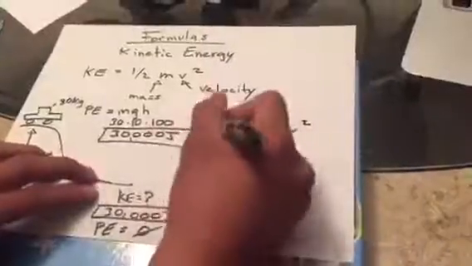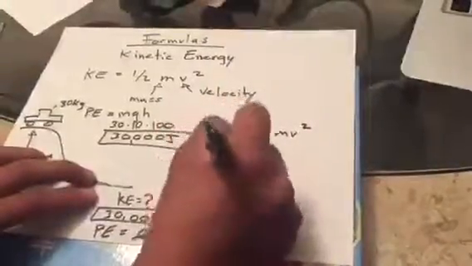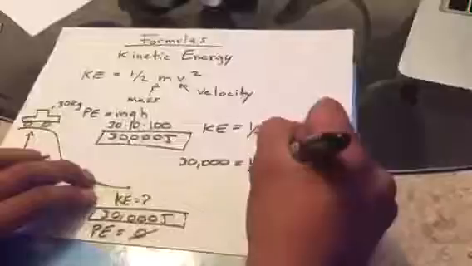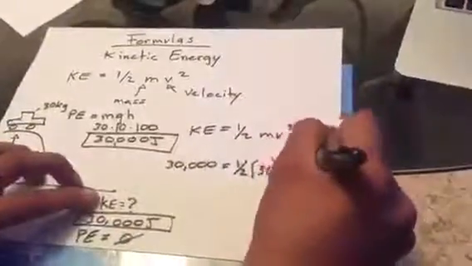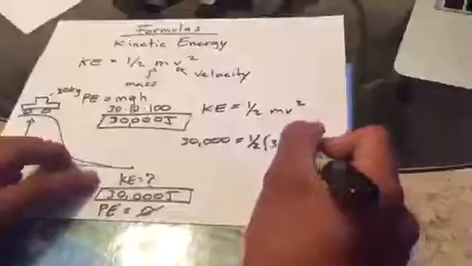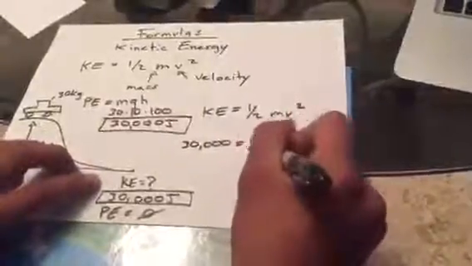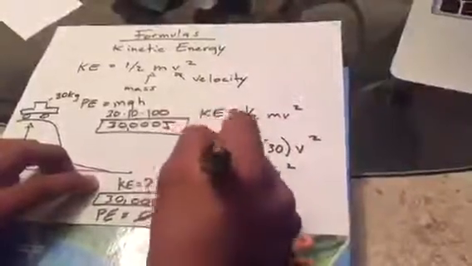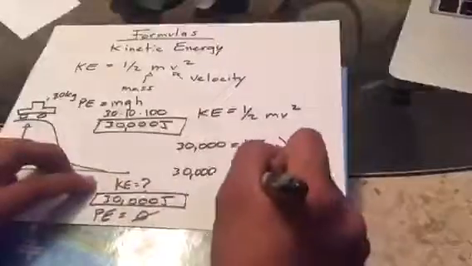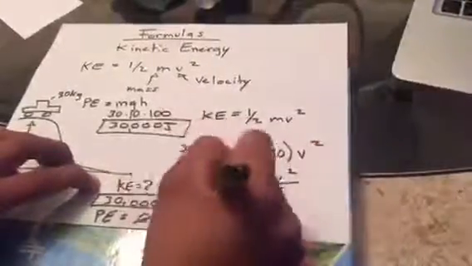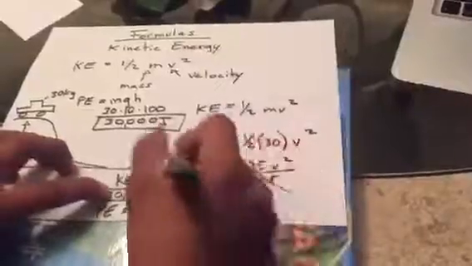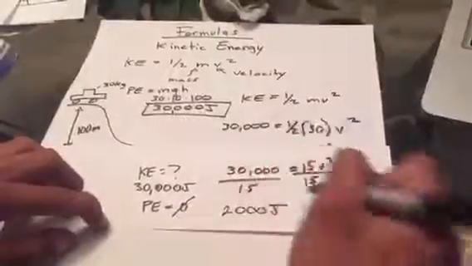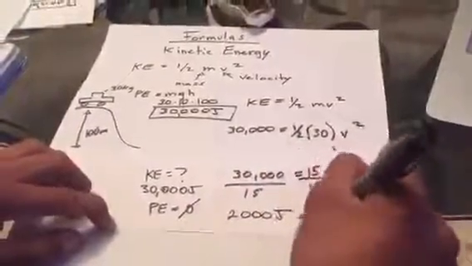So they give us our kinetic energy, which is 30,000. It's 1/2, our mass was 30, and we're looking for velocity squared. To do so, we can divide: 30 divided by 2 is 15, times v squared, equals 30,000. So we divide the 15 to both sides. 30,000 divided by 15, we get 2,000. So you get 2,000 equals v squared.